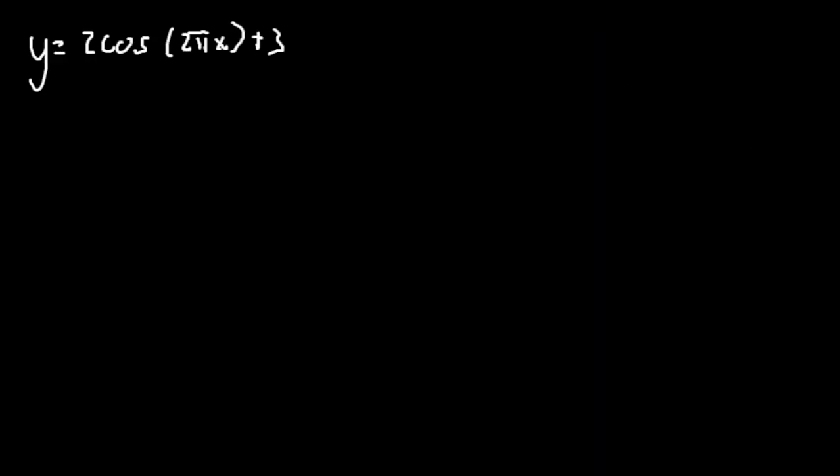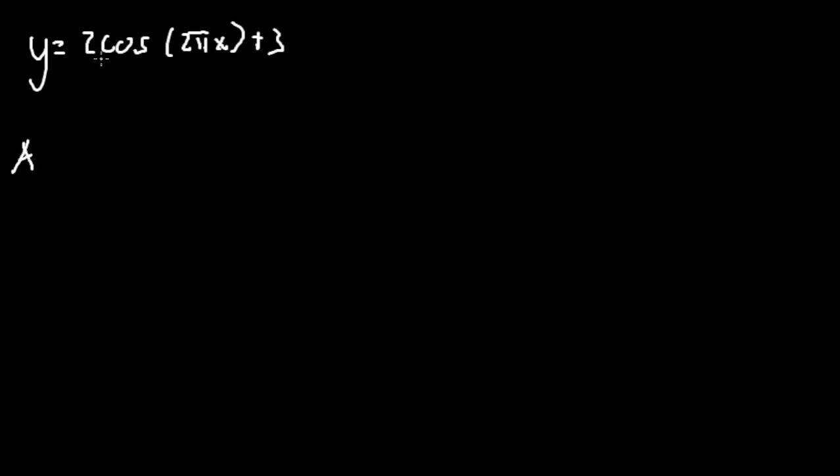Now, let us find the amplitude, the period, the vertical and horizontal shift, and the graph of the function y equals 2 cosine of 2 pi x plus 3. Now, let us find the amplitude first.